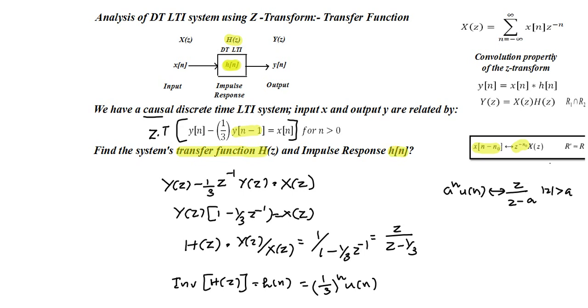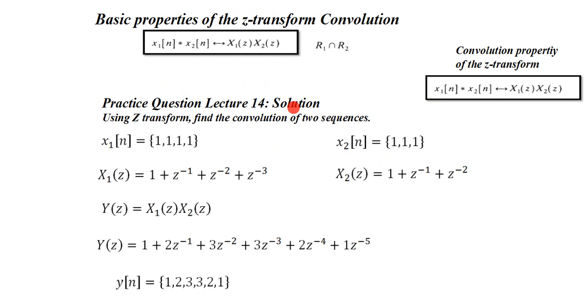Now we will discuss the solution of the practice question given in lecture 14: using Z transform, find the convolution of two sequences. A similar question we attempted in lecture 14. First you watch lecture 14 and try to solve this. I'll just give you the final solution only.